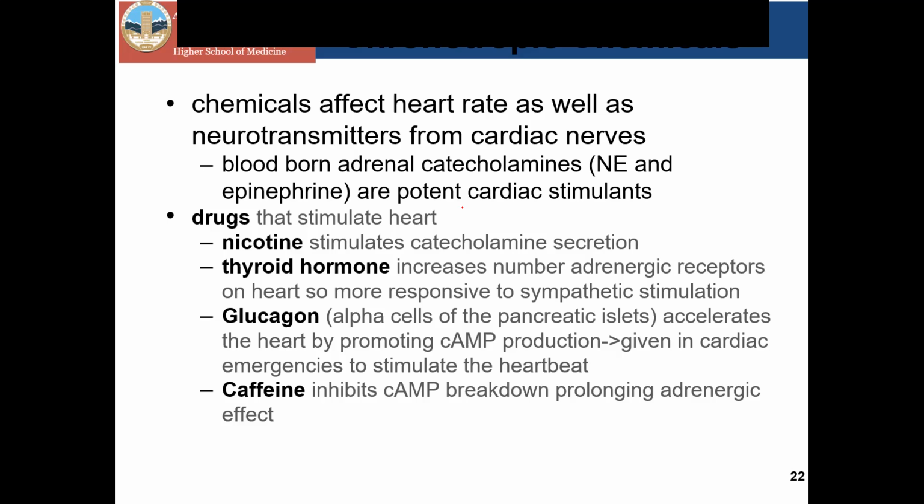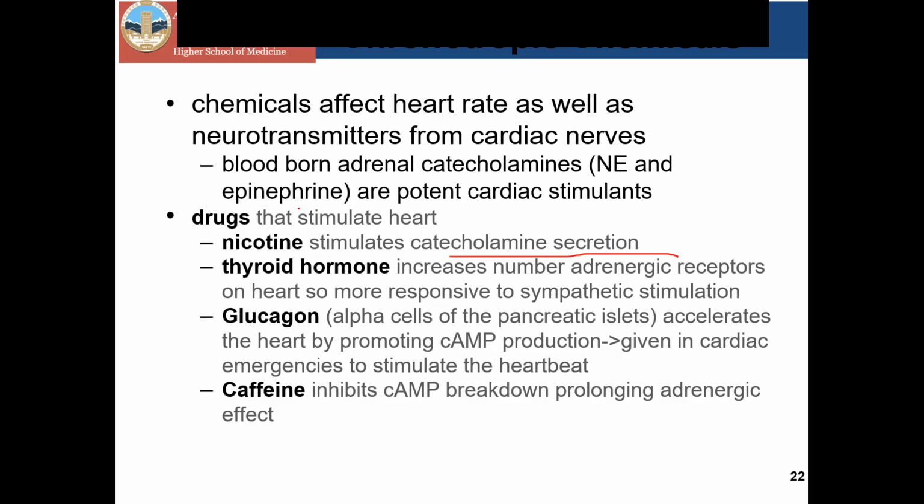Drugs that stimulate the heart: nicotine stimulates catecholamine secretion. It means when someone smokes, he has tachycardia because catecholamines increase. Catecholamine is epinephrine, and we know epinephrine is part of the sympathetic nervous system that increases heart rate, a positive chronotropic effect, and that's why we have tachycardia.